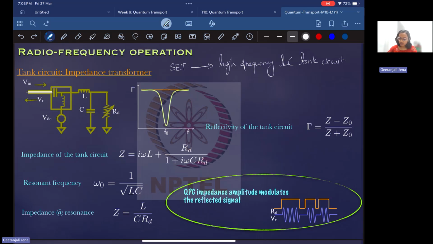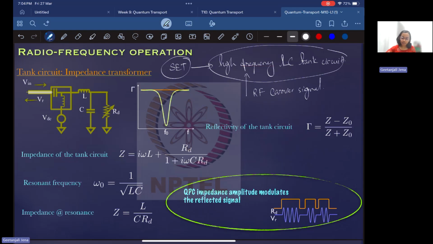So that means when we integrate the SET with this high frequency LC circuit, what we do next is pass the high frequency signal, the RF carrier signal. We pass this RF carrier signal through this high frequency tank circuit.